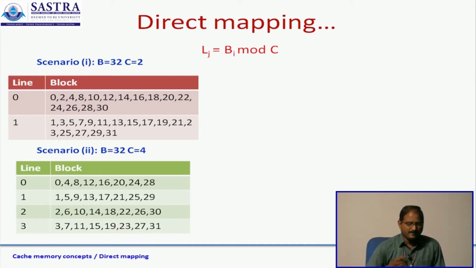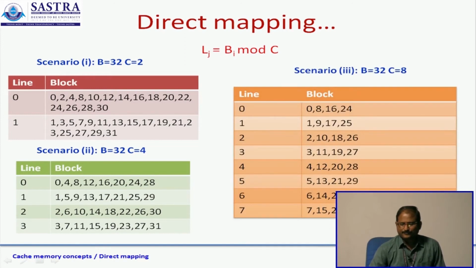And then again B4 is mapped on line 0. So in line 0 we have these blocks B0, 4, 8, 12, 16, 20, 24, 28. Line 1, 1, 5, 9, 13, 17, 21, 25, 29, etc. Simple, we have to use this formula Bi mod C.